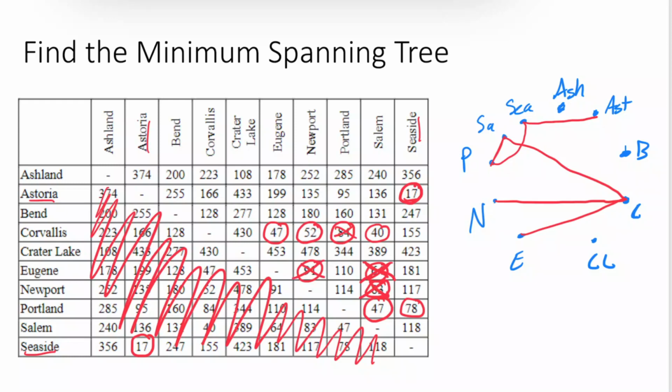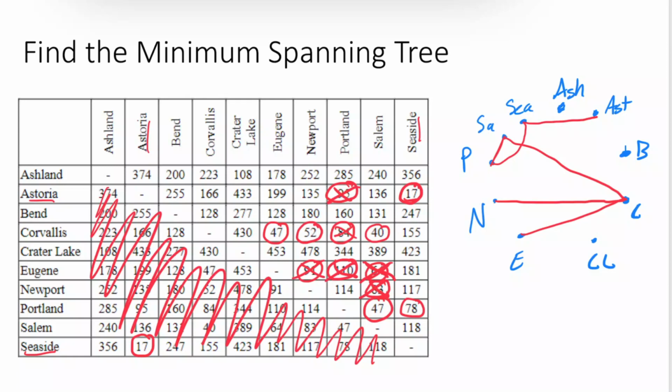And the next cheapest one is 95, which is Astoria to Portland, which would also create a circuit. So later on in the algorithm, you're going to have a lot of edges you won't be able to use just because they create circuits. So the next cheapest one after this, I think, is 110, which is Eugene to Portland, which creates a circuit, so we won't use it.